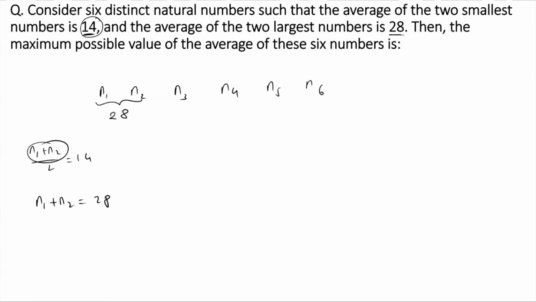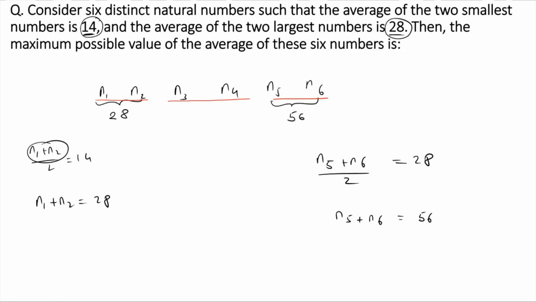Similarly, the average of the two largest numbers is 28. So (n5 + n6)/2 is 28, and from here we obtain the sum n5 + n6, that's 56. So we have already obtained the sum of the two smallest and the two largest numbers. We now want to maximize the average of these six numbers, so n3 and n4 should also be as high as possible.